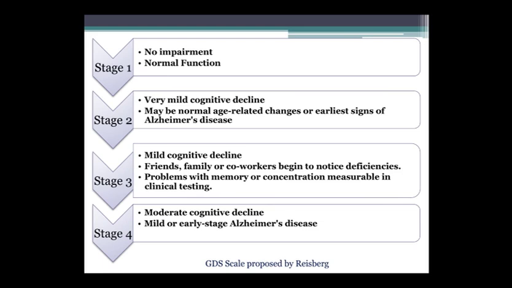Stage 4 is a moderate cognitive decline, and this is what people usually identify as mild or early stage Alzheimer's disease. I want to highlight that, as you can see, this is only the 4th stage. There are 3 stages prior, but usually most of us only identify when moderate cognitive decline is present.